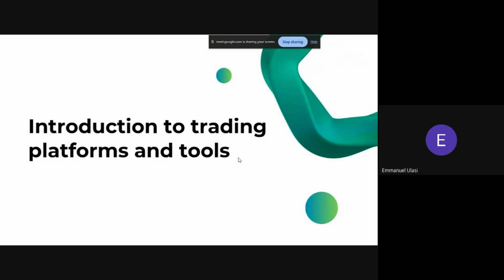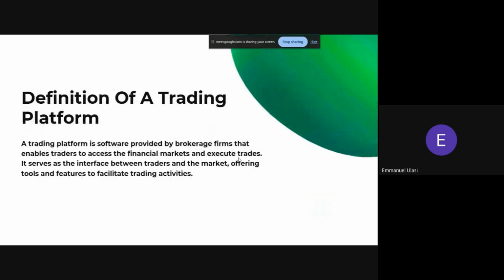Now, moving on to the next part of this session, we are going to be talking about trading platforms and tools. Now, a trading platform is a software provided by brokerage firms that enables traders to access the financial markets and execute trades. It serves as an interface between traders and the market, offering tools and features to facilitate trading activities.